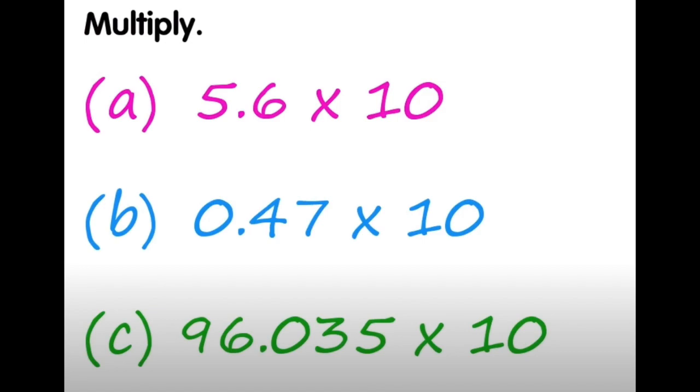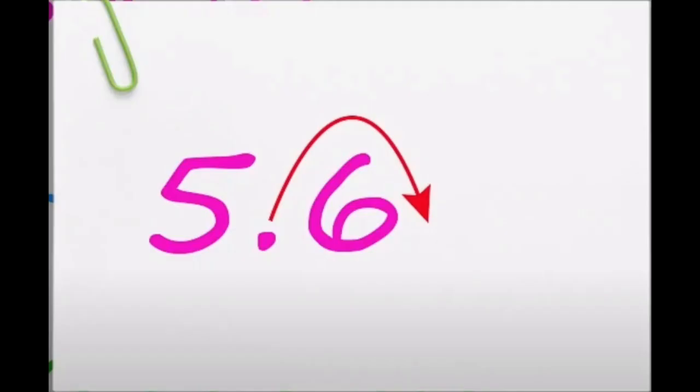So here I'm going to show you. We have 5.6, and to multiply that by 10, all I have to do is move the decimal place one spot to the right. So my answer is actually 56. 5.6 times 10 is 56. We move the decimal one spot.